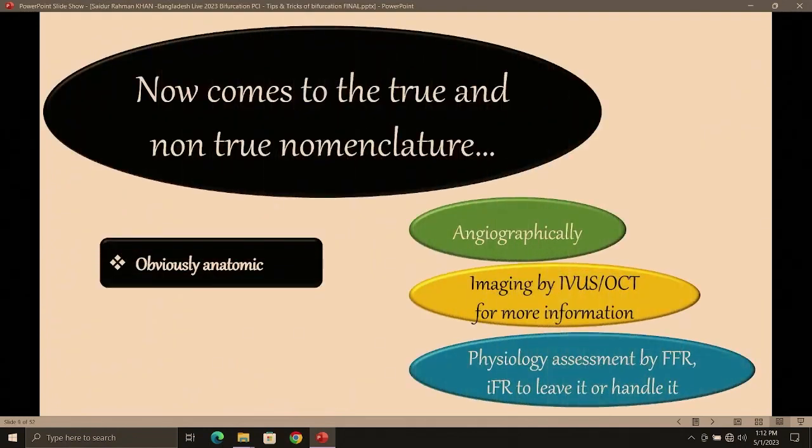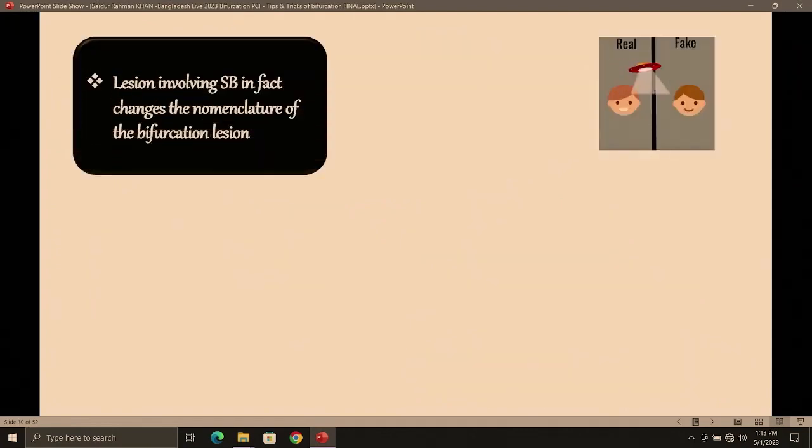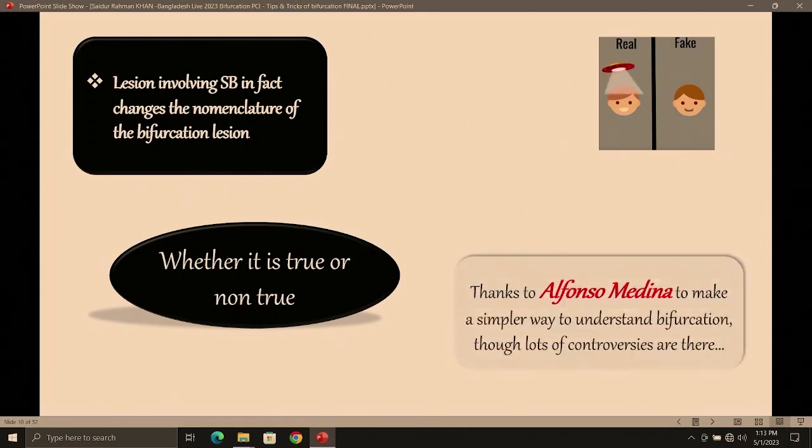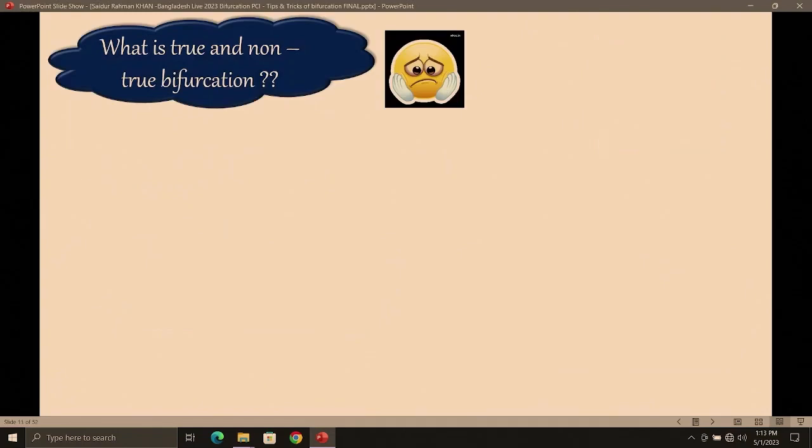So that is true. Now comes the true and non-true nomenclature, which you have already seen, but obviously anatomic and angiographic. But at the same time, if you go for imaging, then you can tell much more precisely whether it is a true or non-true bifurcation, and physiology testing will tell you whether you really have a significant side branch stenosis or not. So sometimes angiography is not the optimal result, but Medina has used the angiographic criteria for the real and the fake bifurcation lesions. So I'm thanking Alfonso Medina for that one, because it is now widely circulated in the whole world.